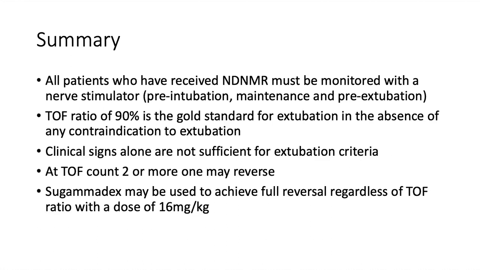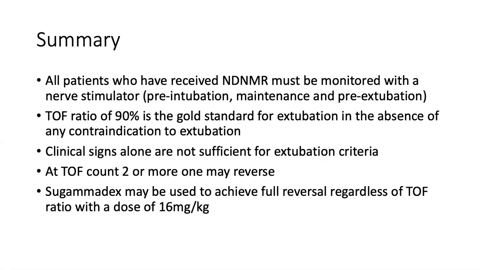There's also the concept of a train of 4 count. I didn't hammer that a lot, but the train of 4 count is the number of twitches. Some textbooks say if you've got more than 2 twitches when using the train of 4 count, you may reverse the patient. I have done that in the past, but I still say you have to be cautious, as the gold standard remains the train of 4 ratio.